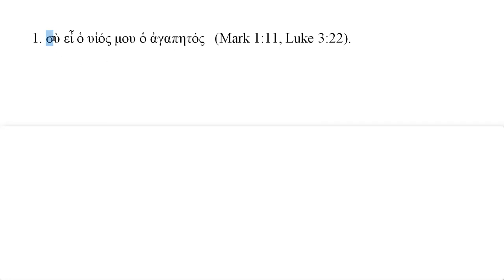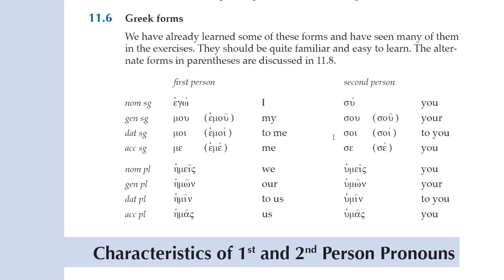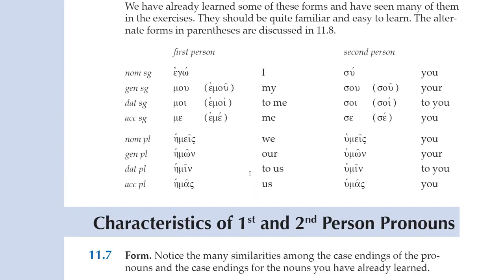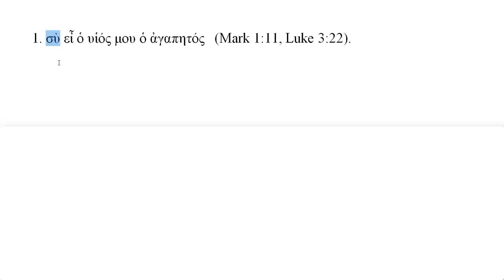So here we have a second person pronoun. You can find all of the pronouns on page 92 of Mounce's grammar, and we see here that Su is a nominative singular second person. Since it is nominative, we're looking at this to be potentially the subject of our sentence. Now we have the form of eimi, and not surprisingly, it's a second person form since it goes along with a second person pronoun.